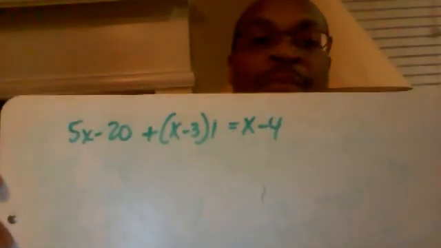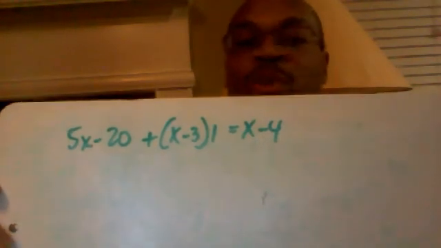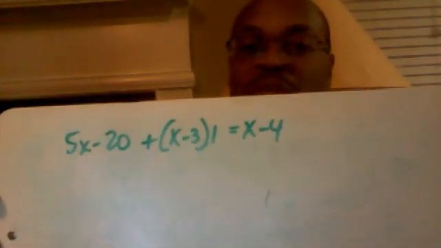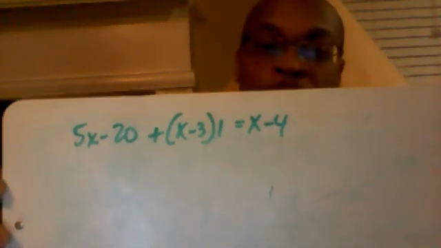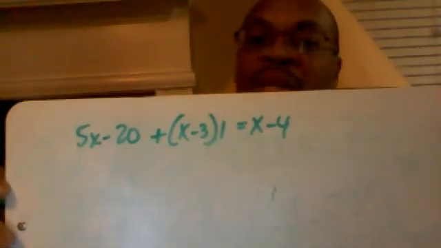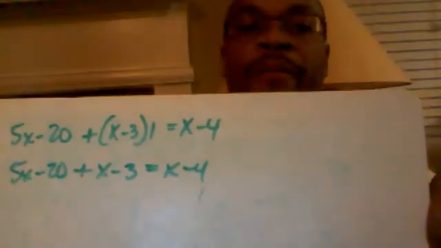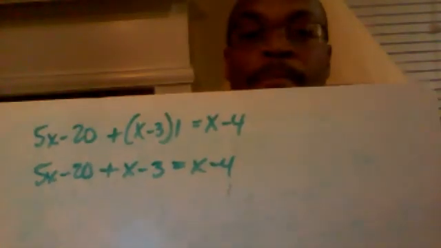Alright, what you want to do is start simplifying. Now that 1 I will multiply times the x minus 3, but you know 1 times x minus 3 is just going to be x minus 3. But if it was a number like, say, 4, that means I would have got 4x minus 12. But in this case, I'm going to just bring it down, x minus 3. So my next line should look like this. Alright, so all I did in that was distribute the 1.